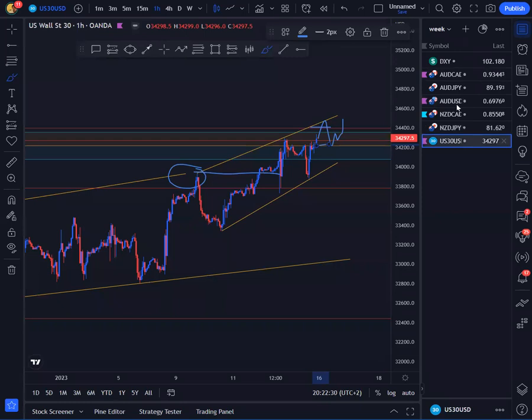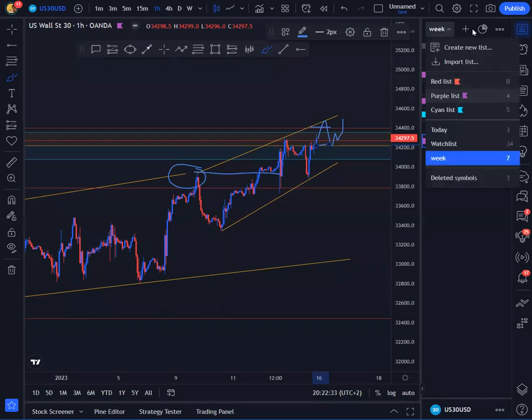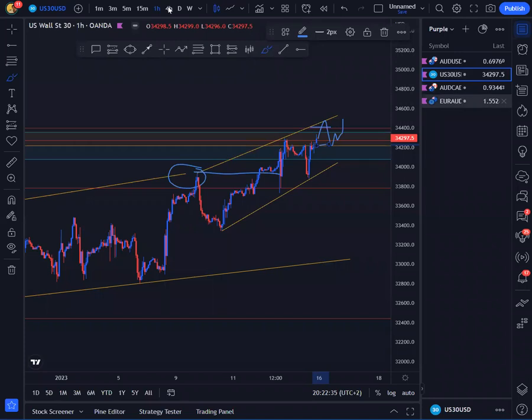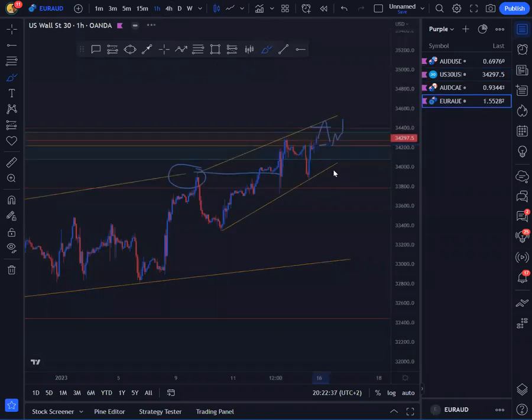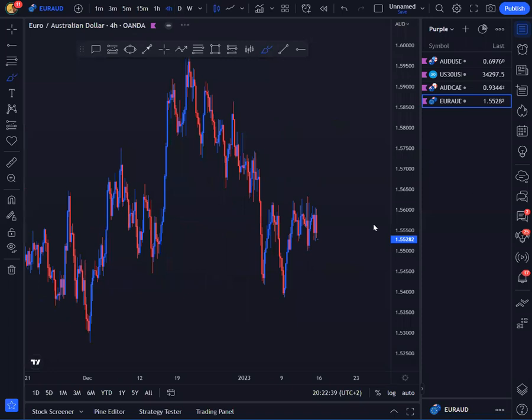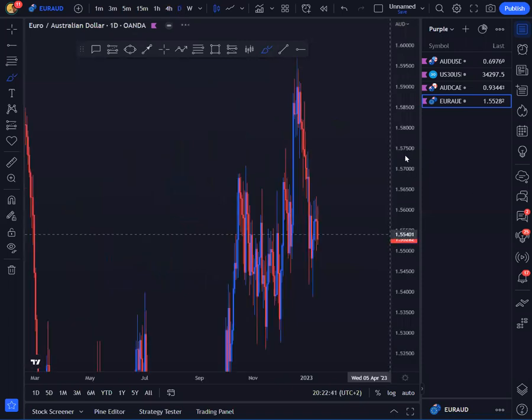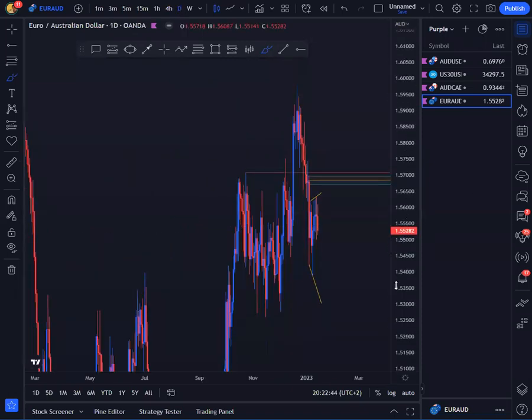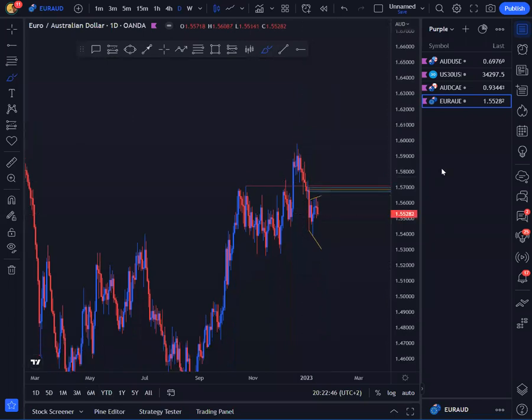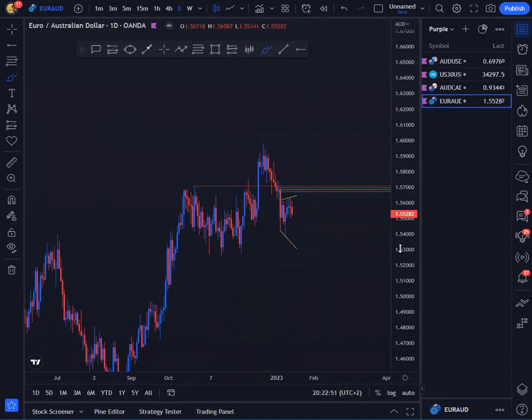So otherwise, there's one more, one, two, three. There's one more sell that we're going to be looking at. EURAUD, cool. So let's just look at EURAUD quickly. Let's go up to a daily. So EURAUD, I feel like it's not really necessary for us to look at this overall high time frame structure.